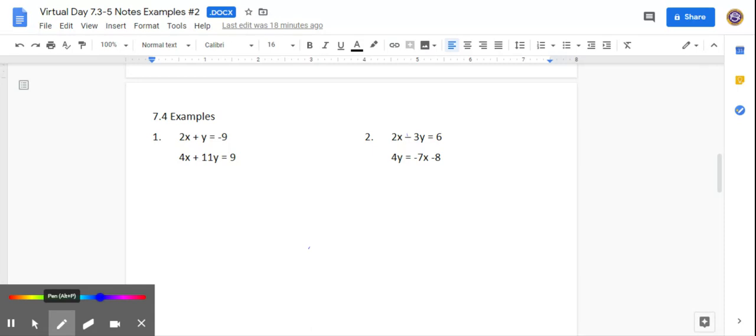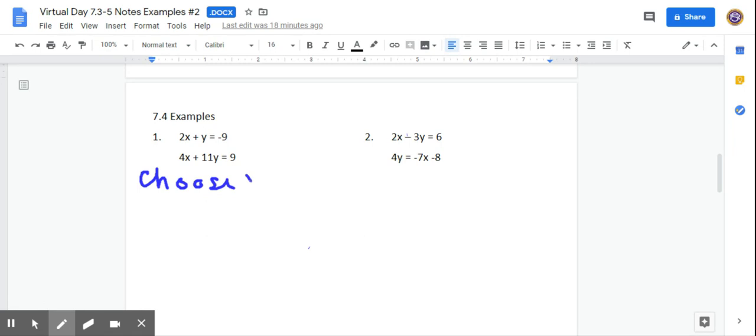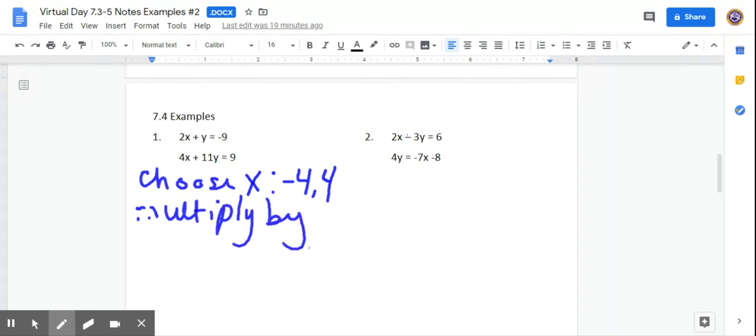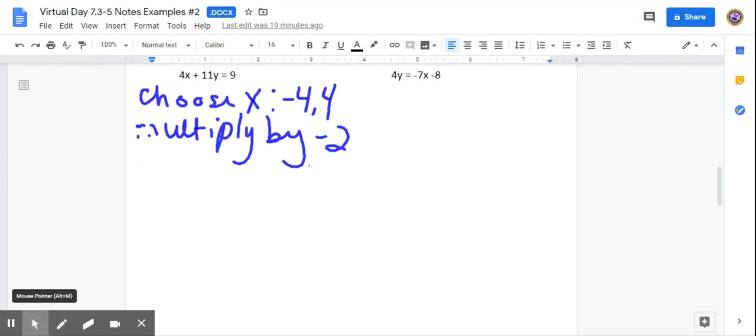Okay? So if we decide to choose x, then we need both of those. We need one of them to be negative 4 and we need one of them to be 4. Well, we already have the 4. So we have to say, what do we have to multiply the first equation by to get negative 4? We have to multiply by negative 2. Okay, so we're going to multiply that first equation by negative 2.